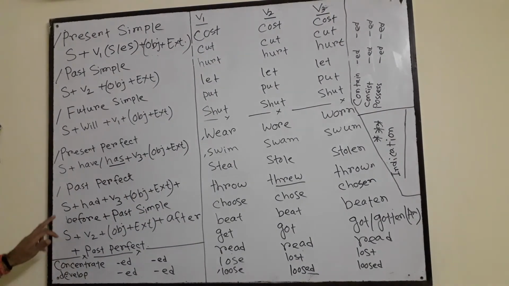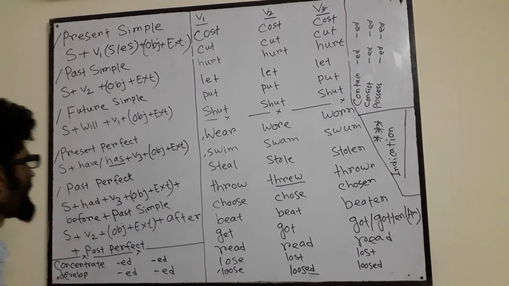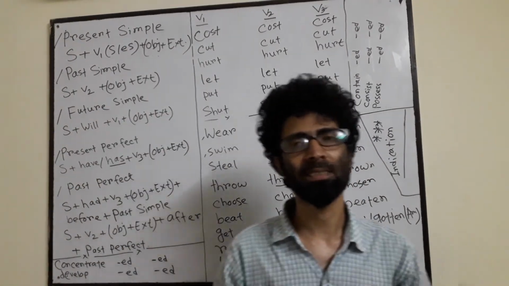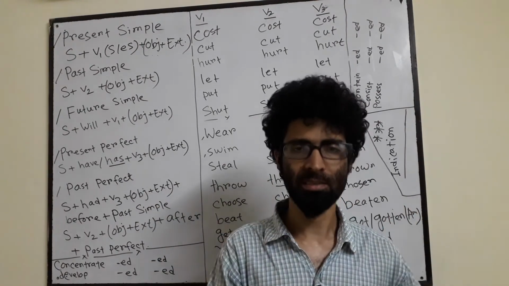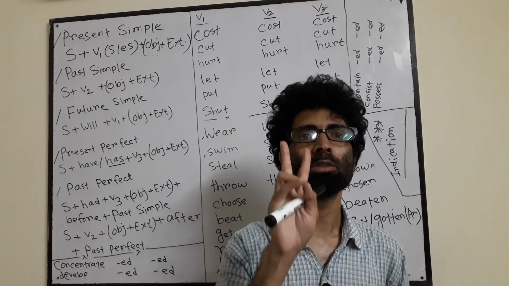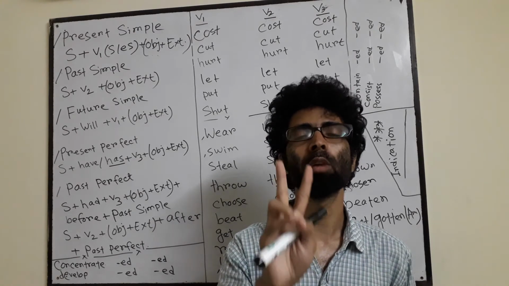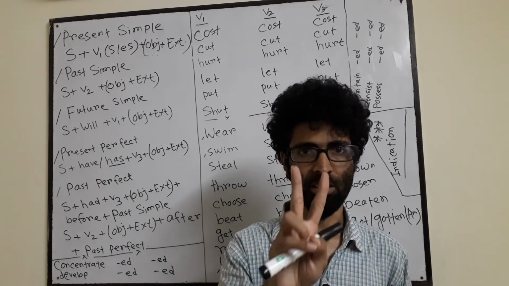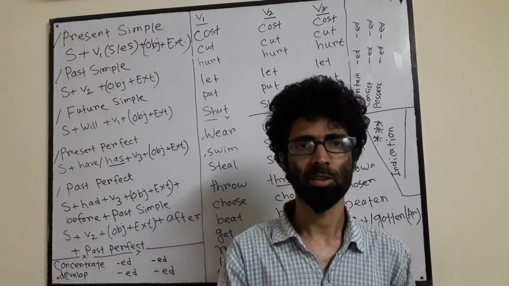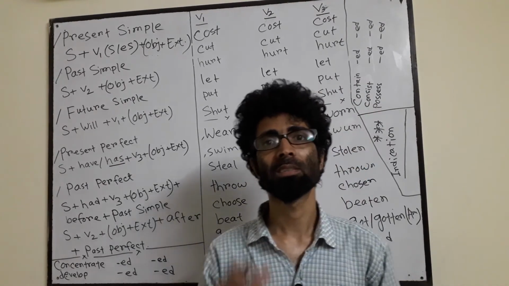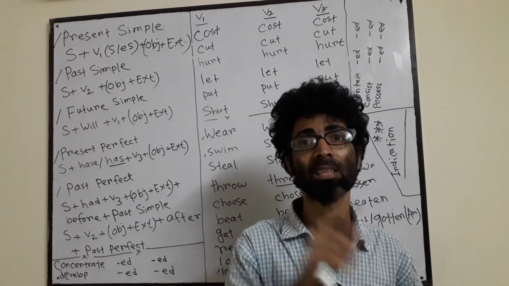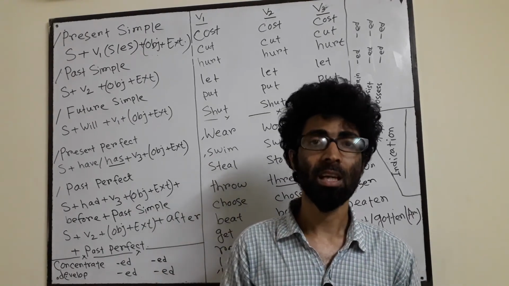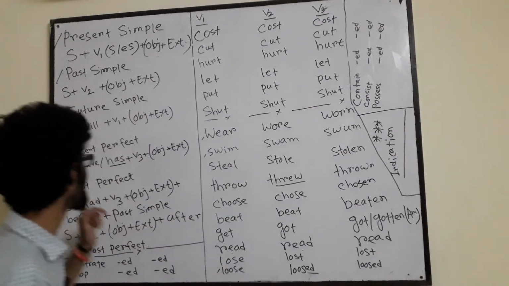Then, past perfect tense. Past perfect is a little bit confusing, a little bit tricky. Past perfect is something that happened in the past, but actually here two things, or two actions, occurred or happened. So in the past, when something happened earlier, then something happens later, that time we can use past perfect tense.